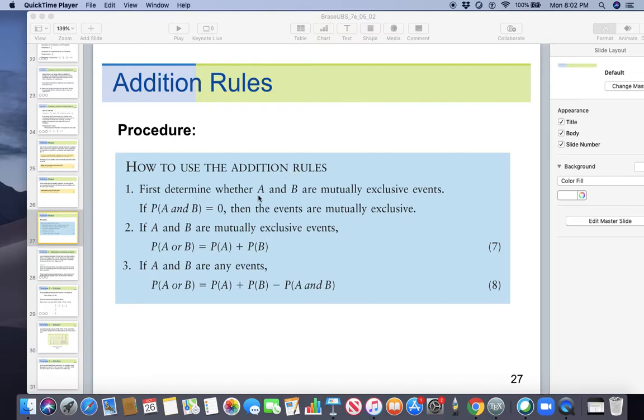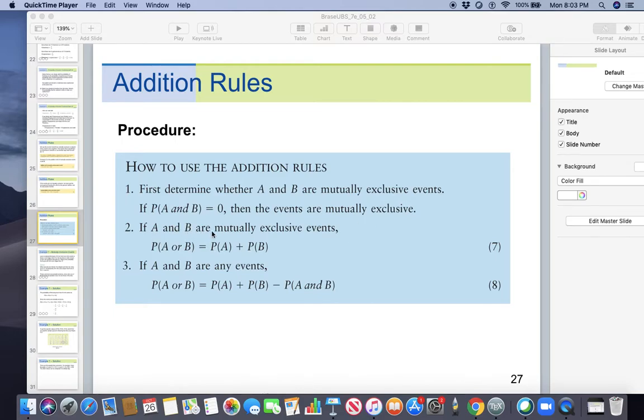First, determine whether A and B are mutually exclusive. That is, is there anything common between them? If there is nothing common, that is, the probability of A and B is 0, then the events are mutually exclusive.